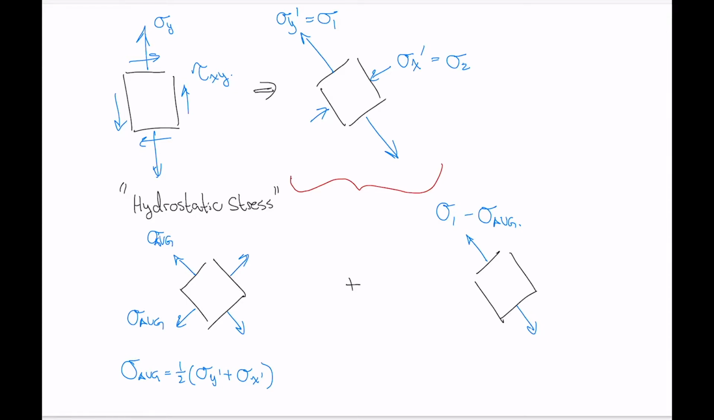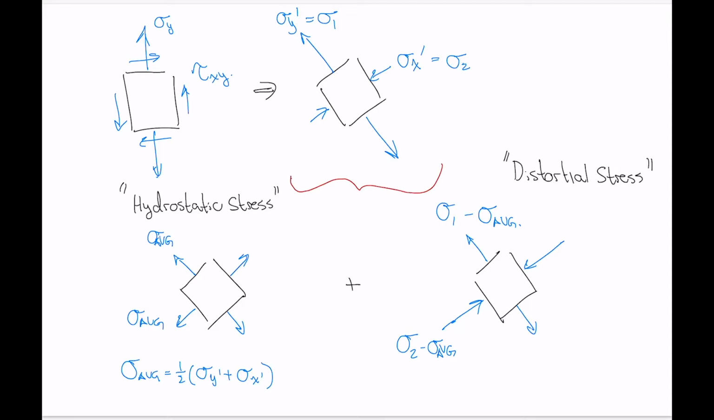And then if we're going to be adding or taking the difference between our average stress and sigma x prime, which was a compressive stress, then to get that sigma x prime back, we need a larger stress here. So this is sigma 2 minus sigma average there. Right, so that's what the other component of the stress that we need to add on to the hydrostatic component looks like. So this component of the stress is called the distortional component of stress.